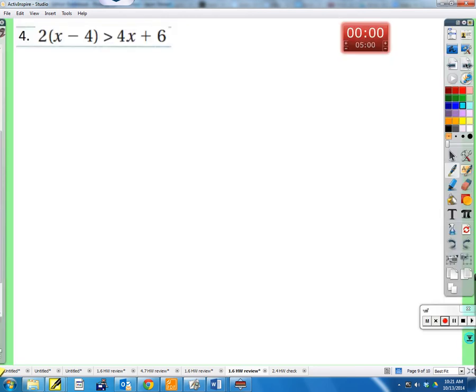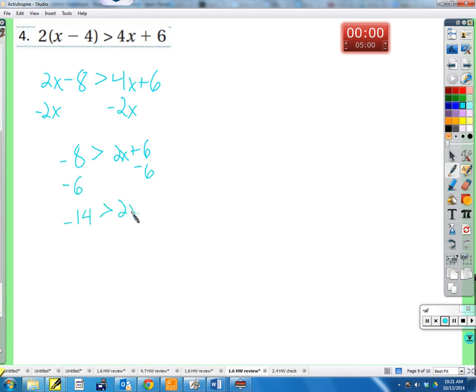And one more. Just still solving. We need to distribute first. 2x minus 8. And what's minus 2? Let's do that. I like to leave the x as positive. So if we do that, the x's will be positive. 2x plus 6, 14. Then x. When we divide by 2, we'll still be on the less than side, just the negative side.